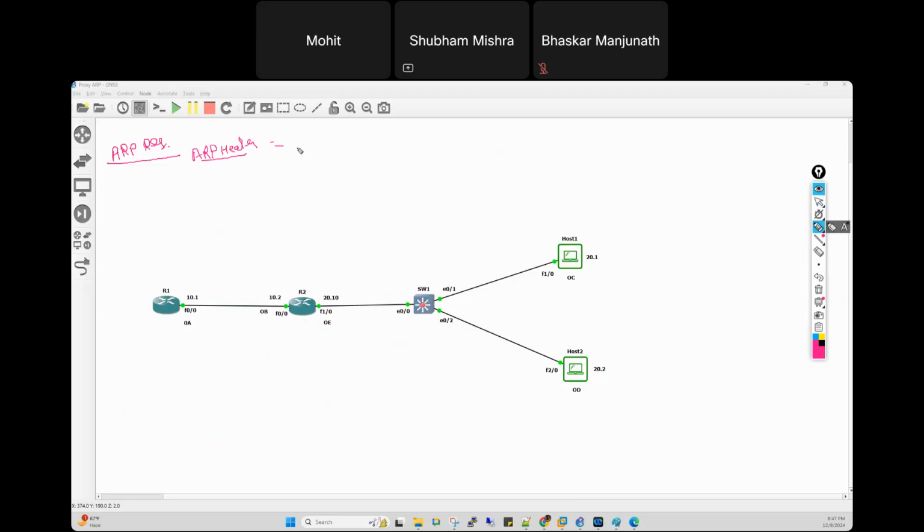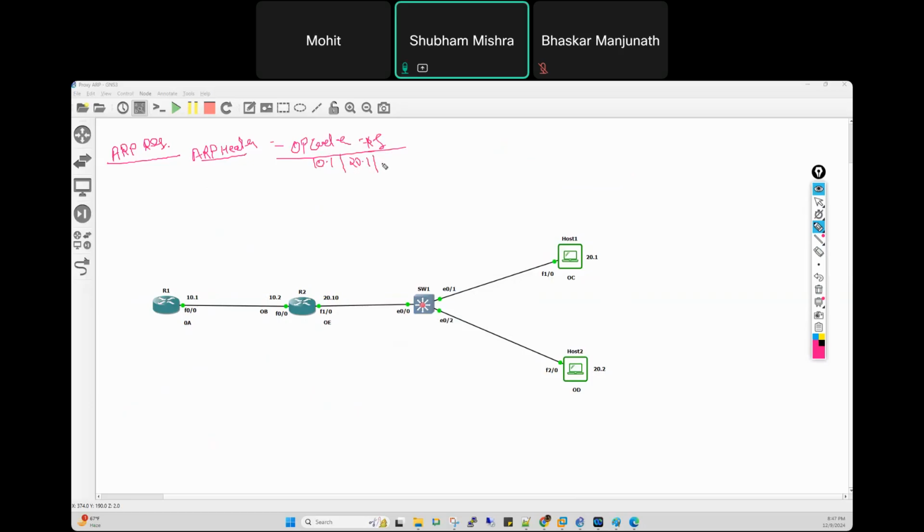First of all, the opcode. I already told you multiple times. I think you guys didn't watch the video. The opcode is the request or reply. That is the request. Yes or no? Right? What is the source IP address? 10.1. Then the destination IP address. For example, you are pinging 20.1.